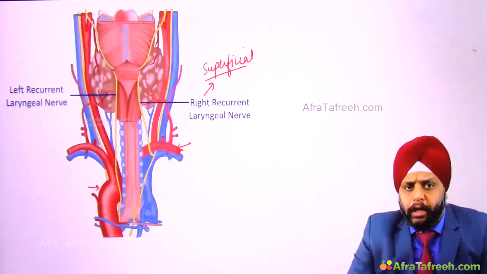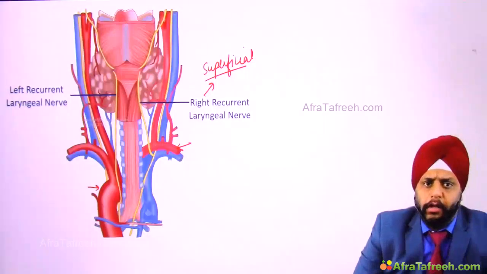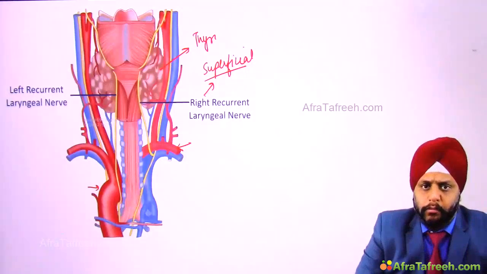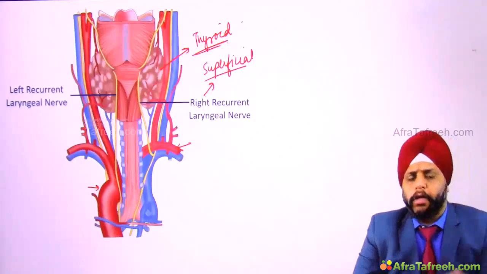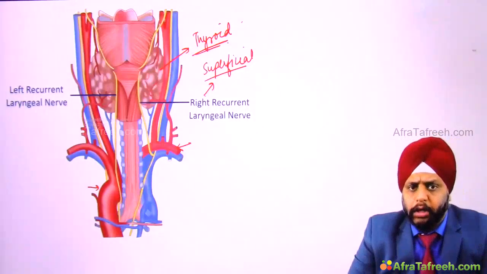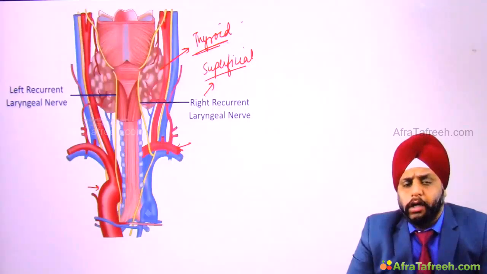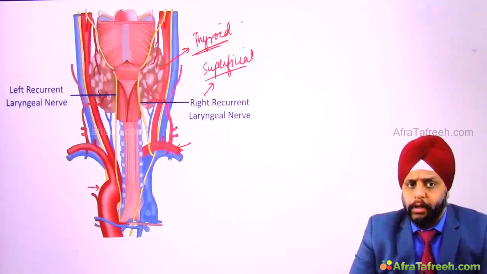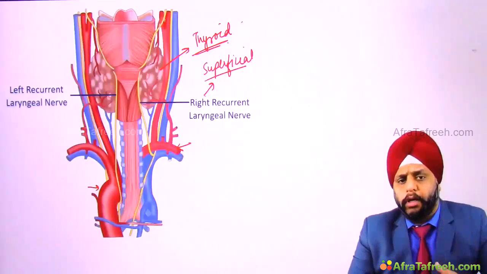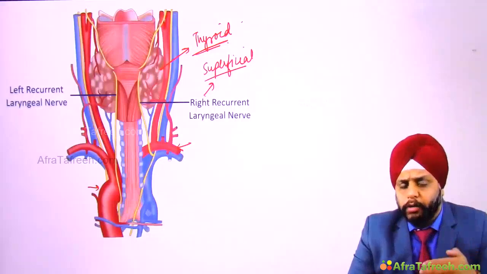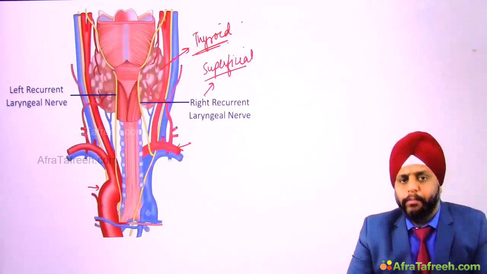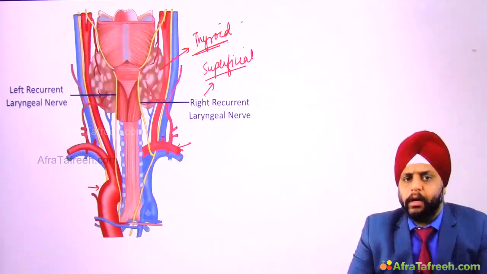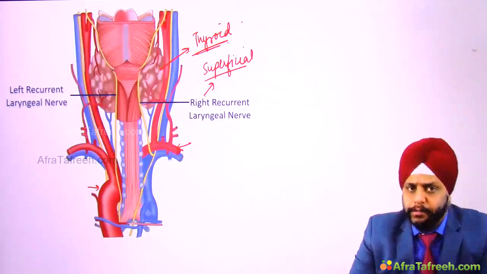Therefore, if we do a neck surgery such as a thyroid surgery, the right recurrent is more commonly injured as compared to the left recurrent. Left is more commonly injured in the cardiothoracic surgery. But in the neck surgeries, right is more commonly injured.